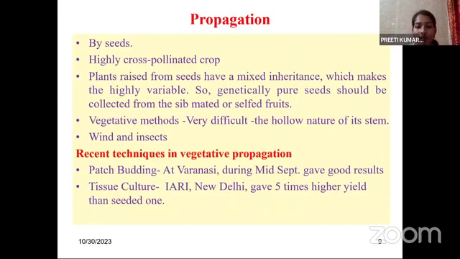The recent technique in vegetative propagation is patch budding at Varanasi during mid-September, which has good results. So patch budding is done in Varanasi and it has given good propagation results. And then comes tissue culture, from IARI New Delhi, which has 5 times higher yield than the seeded one. As tissue culture is an artificial method, obviously it gives a higher yield.